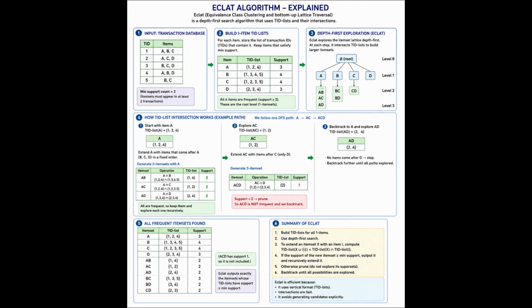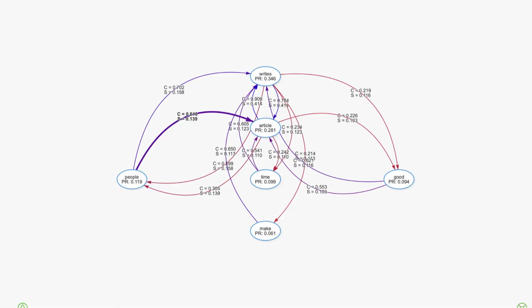To clean up that visual clutter, we had to completely re-engineer what happens behind the scenes. We swapped out the old algorithm for ECLA. ECLA is a depth-first search approach that skips the messy candidate generation step entirely. By intersecting transaction IDs directly in memory, it runs dramatically faster.